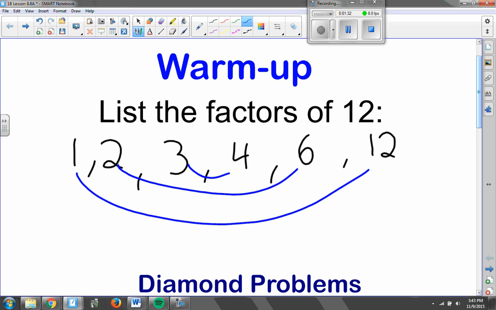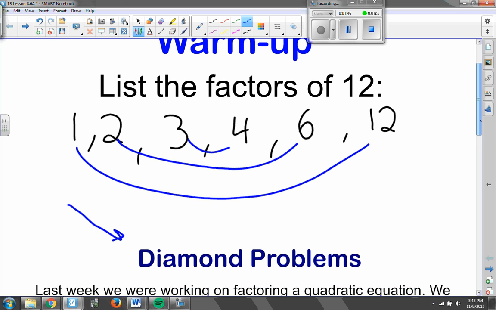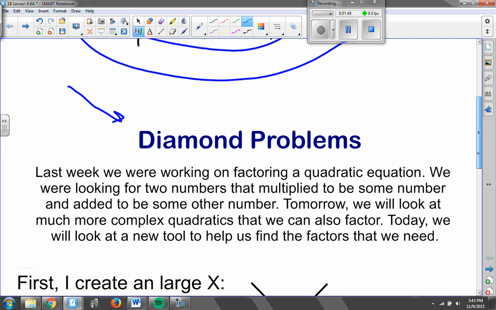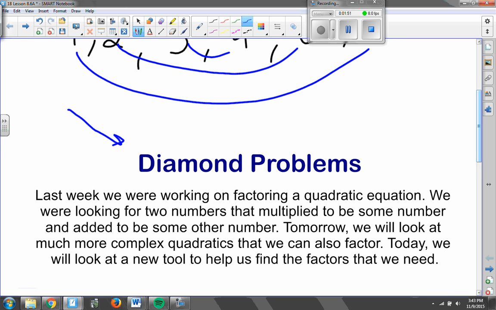In what we're going to be doing today, which you can see a little preview of down here, diamond problems, you will need to make sure you know the factors of different numbers and what those factors add up to. Now, let's talk about this crazy new concept called a diamond problem. Last week, we were working on factoring a quadratic equation. We were looking for 2 numbers that multiplied to be some number and added up to be some other number. Hopefully you remember that from what we were working on last week.